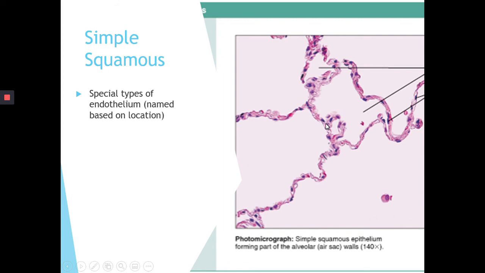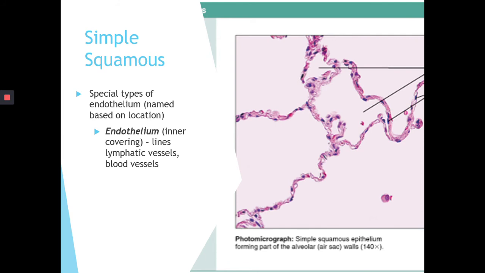Again, when we talk about the special types of simple squamous tissue, we have some that we refer to as special types of endothelium. Again, these are named based off their location. When we first talk about the regular type of endothelium, it will be the inner covering. So it lines our lymphatic vessels. It lines our blood vessels.